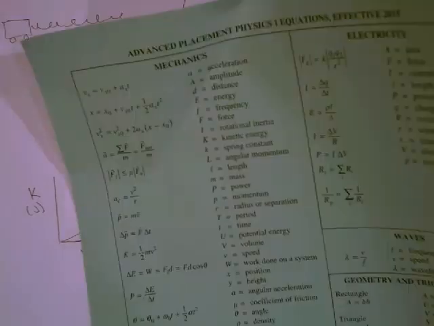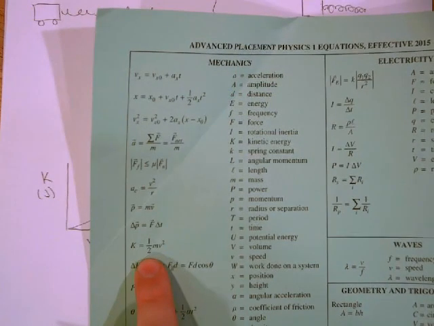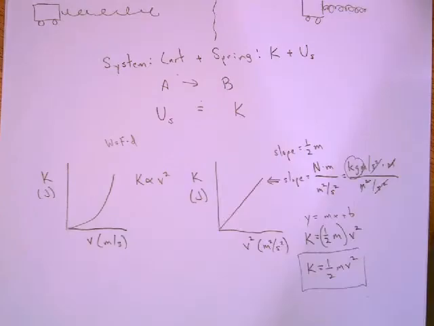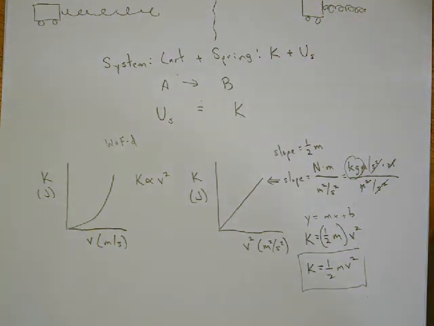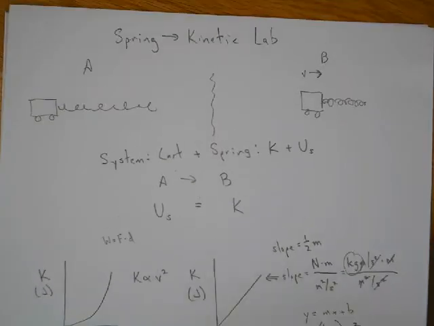If you look on your handy dandy formula sheet, it's right there: 1/2 mv squared. Pretty neat. Yeah, I know, that is pretty neat. So you have that, and then that should have been good for the lab.